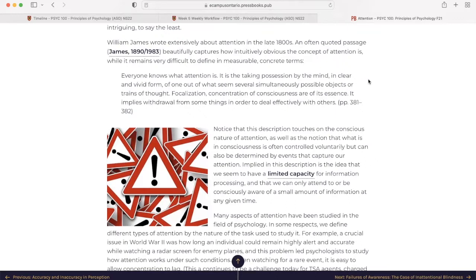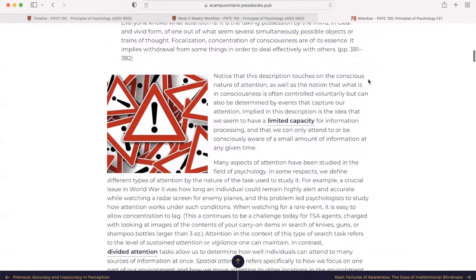Everyone knows what attention is. It is the taking possession by the mind in clear and vivid form of one out of what seems several simultaneously possible objects or trains of thought. Focalization, concentration of consciousness, are of its essence. It implies withdrawal from some things in order to deal effectively with others.